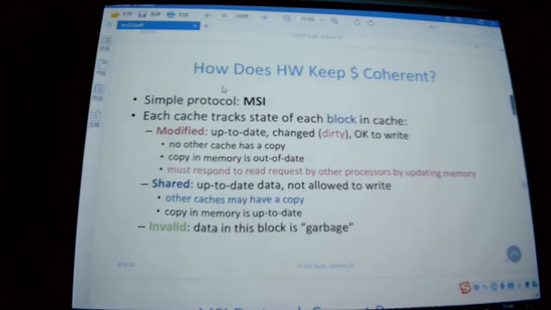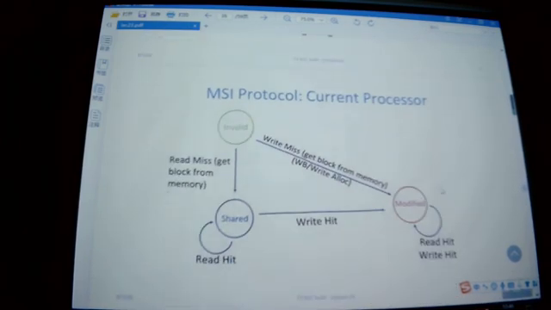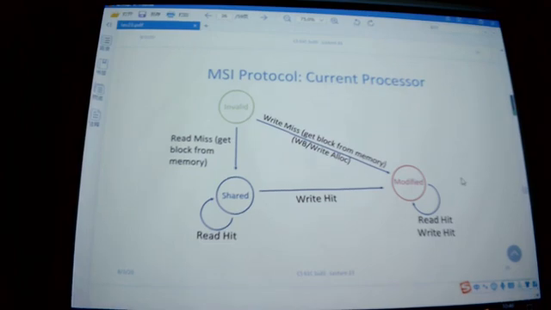And each cache tracks the state of each block in these three operations. Okay, this is the MSI protocol. The MSI protocol has three states: invalid, shared, and modified. For the transitions between the three states, you can see some directions and some conditions.